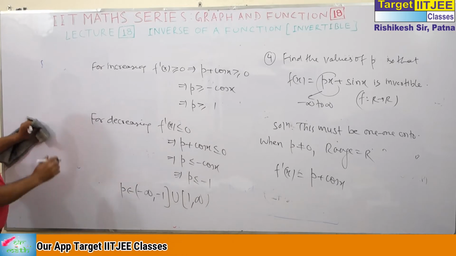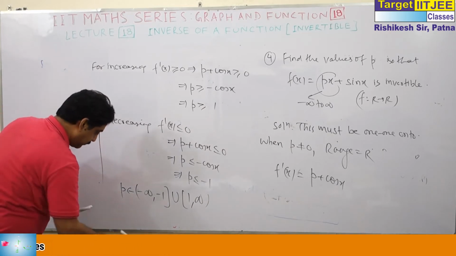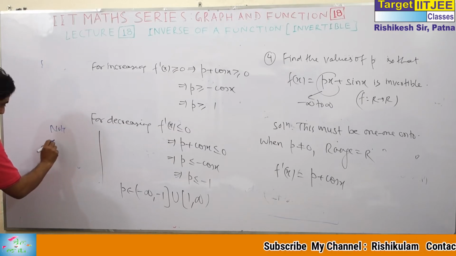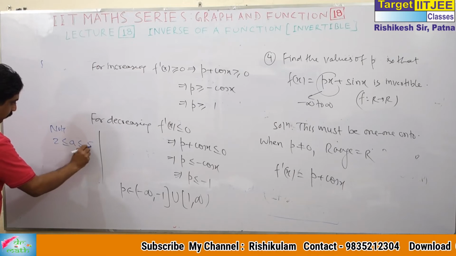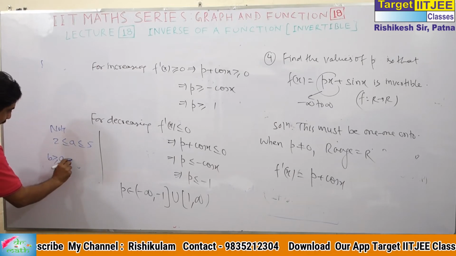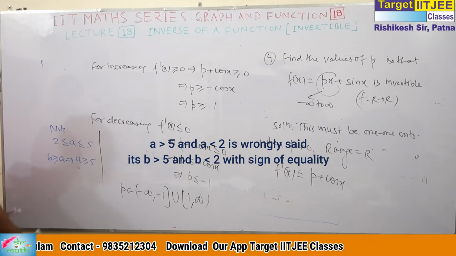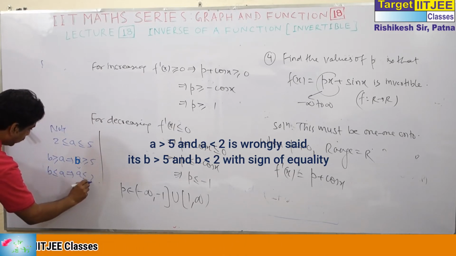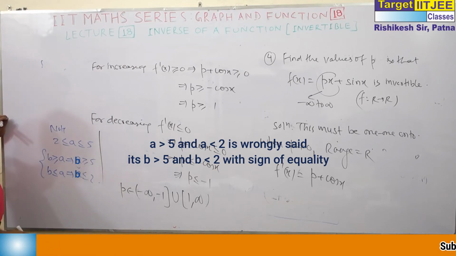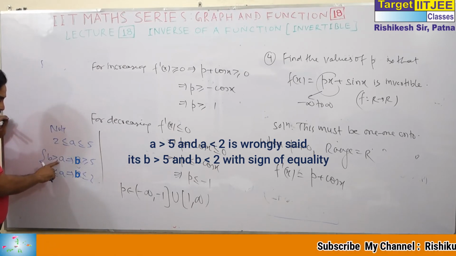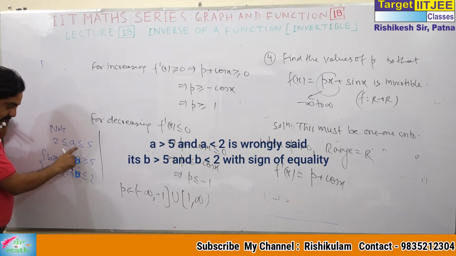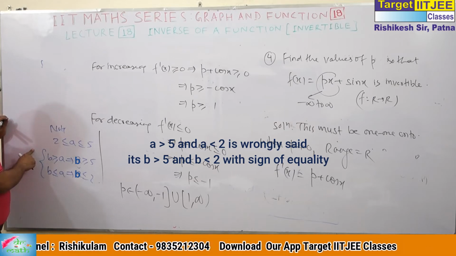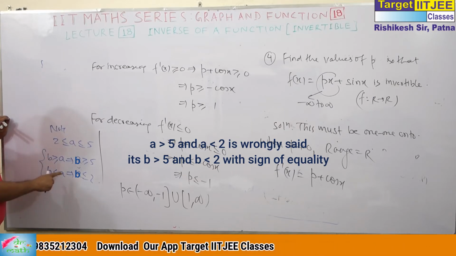And see one more thing. Make note of this point. Suppose 2 is less than a, less than or equal to 5. Then b greater than a implies b is greater than or equal to 5, and b less than or equal to a implies b is less than or equal to 2. Be careful about this. For a greater than condition, we take greater than from the highest value, and for less than, from the least value. I have done that there.